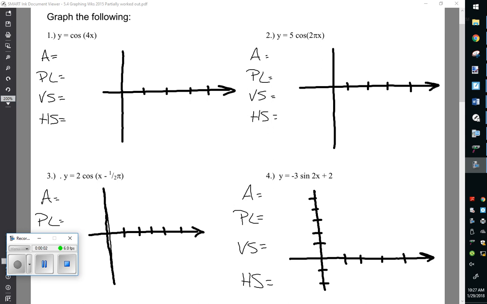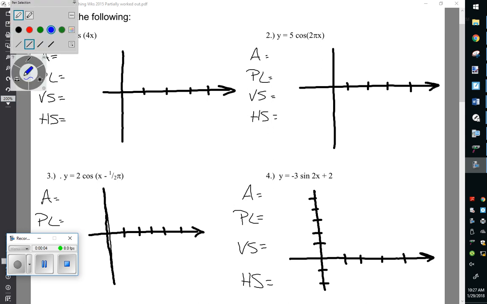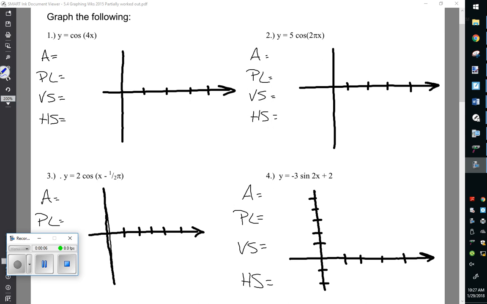Okay, we're doing some graphing of sine and cosine graphs. Let's see how this looks. So we'll start off with our amplitude, period length, vertical shift, and horizontal shift of this thing right here. Amplitude is the number in front, so it's 1.